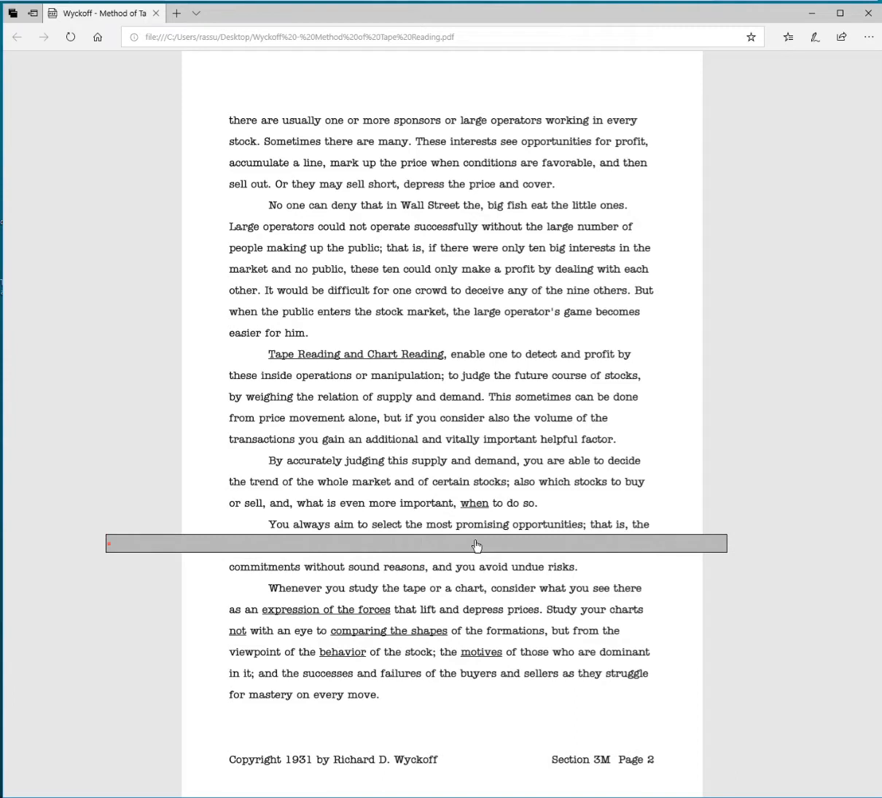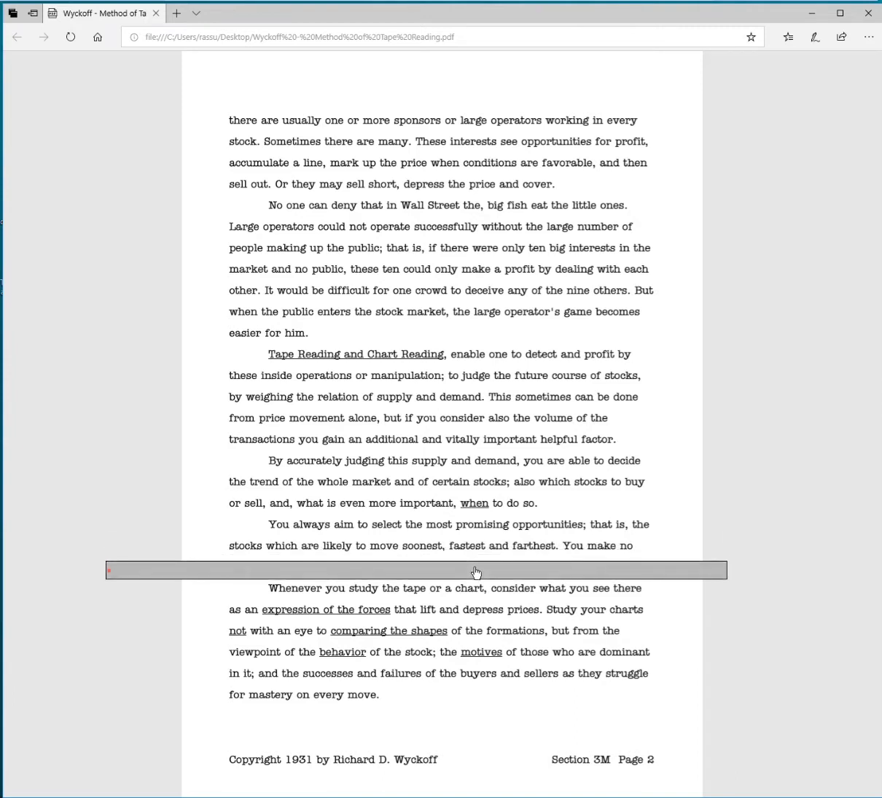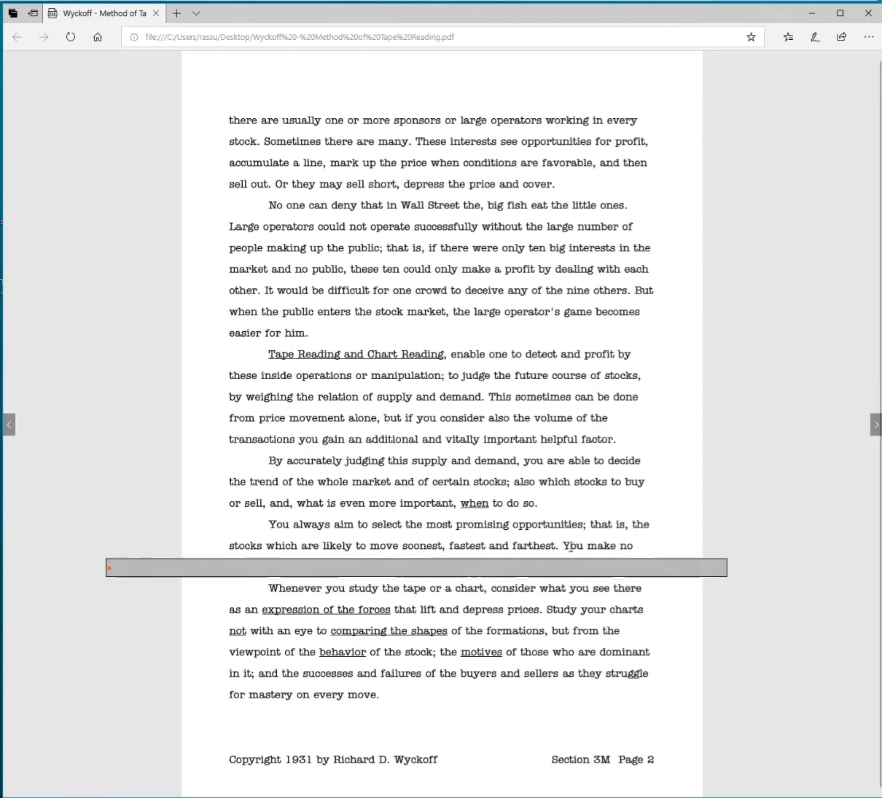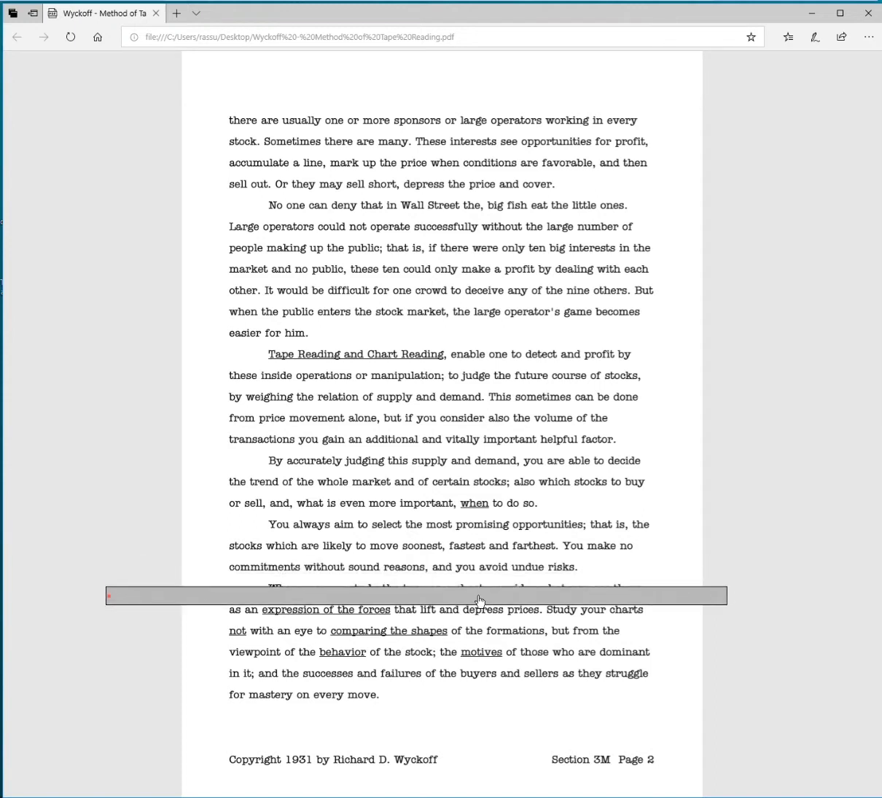You always aim to select the most promising opportunities, that is, the stocks which are likely to move the soonest, fastest, furthest. Furthest is done by looking at the base. It could be even the consolidation or on a pullback, the length of the minor base, like right after a rally, the pullback. The soonest, the fastest, the furthest. You make no commitments without sound reasons, and you avoid undue risk.